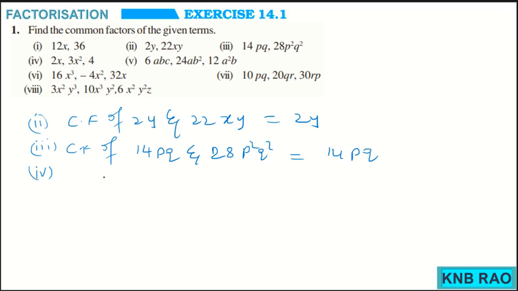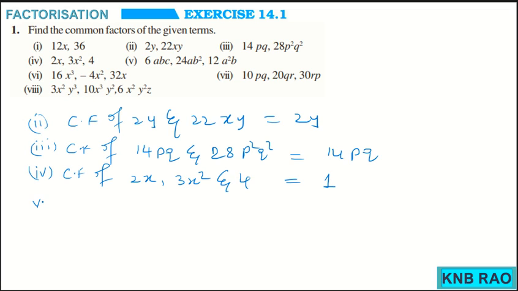In the fourth one, the common factor of 2x, 3x square and 4 is nothing, it is 1, because in these 2x is there, in 4 it is not there. In 4 and 2x, 2 is common, but 2 is not a factor of 3x square. So 1 alone is the common factor of all 3 terms. Fifth I have already solved.